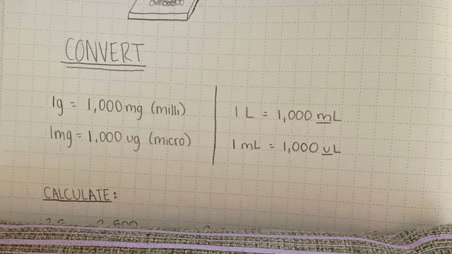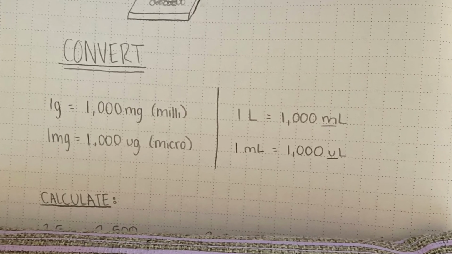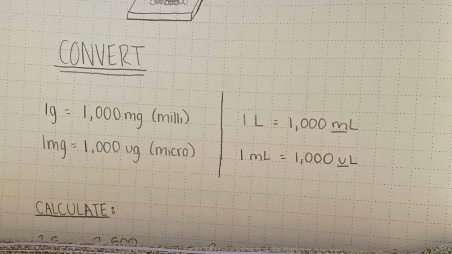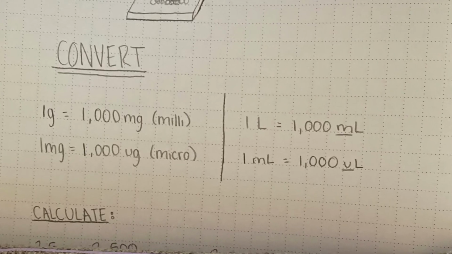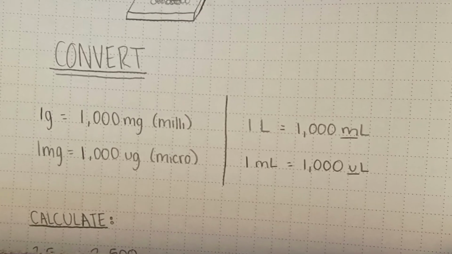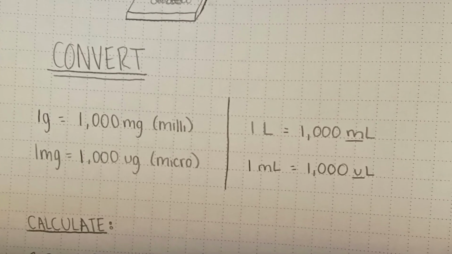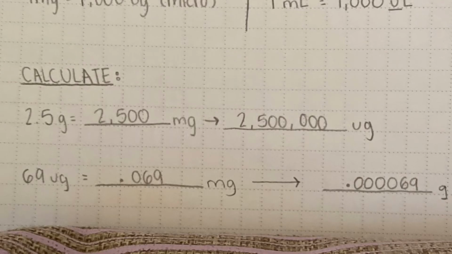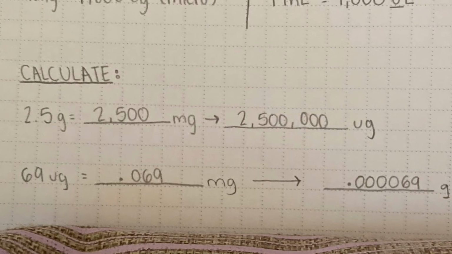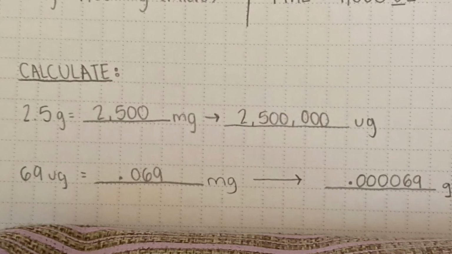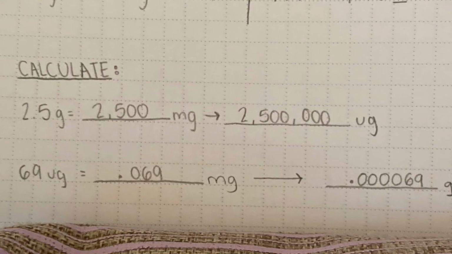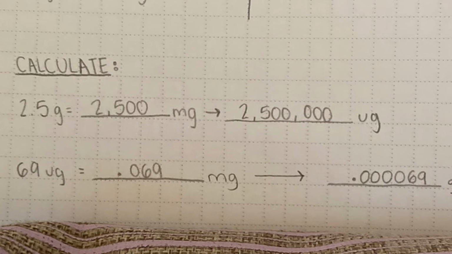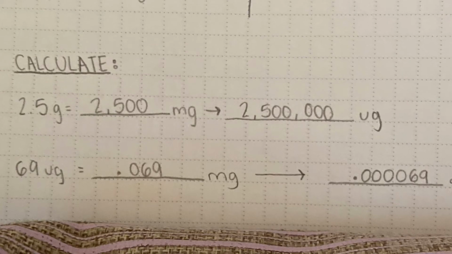So this conversion chart shows that 1 gram is equal to 1,000 milligrams, and 1 milligram is equal to 1,000 micrograms. And similar with mass, for volume, 1 liter is equal to 1,000 milliliters, and 1 milliliter is equal to 1,000 microliters. On the top half, we're working from big to smaller, as you can see, because we're working from grams to milligrams to micrograms. On the bottom, we're working from smallest to small to big, because we're starting with micrograms and ending with grams.